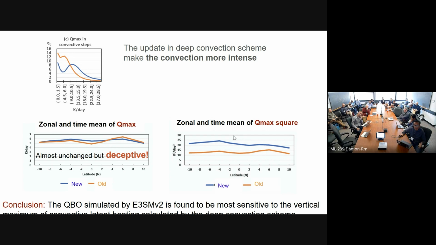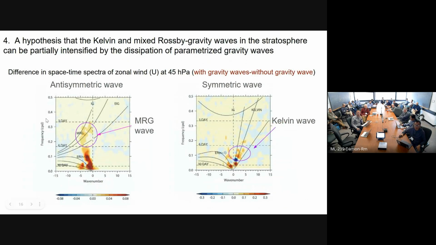And so we can see in E3SM version 2 with its update to the deep convection scheme, the convection became less frequent but more intense, so the variance of the convection increased. So the gravity wave drag and the QBO are stronger. Okay, that's the conclusion. And here is the fourth section.